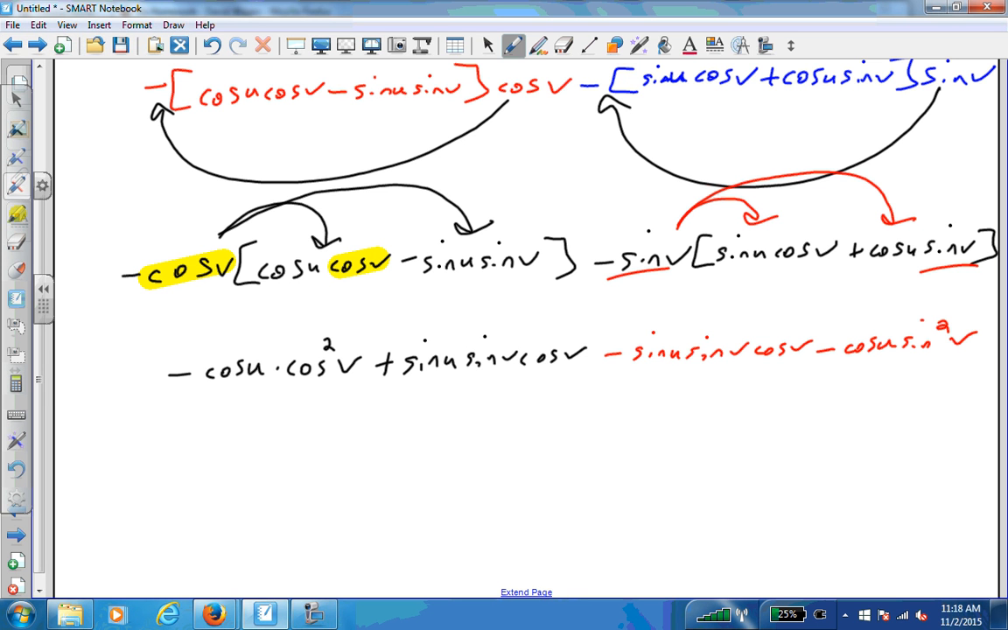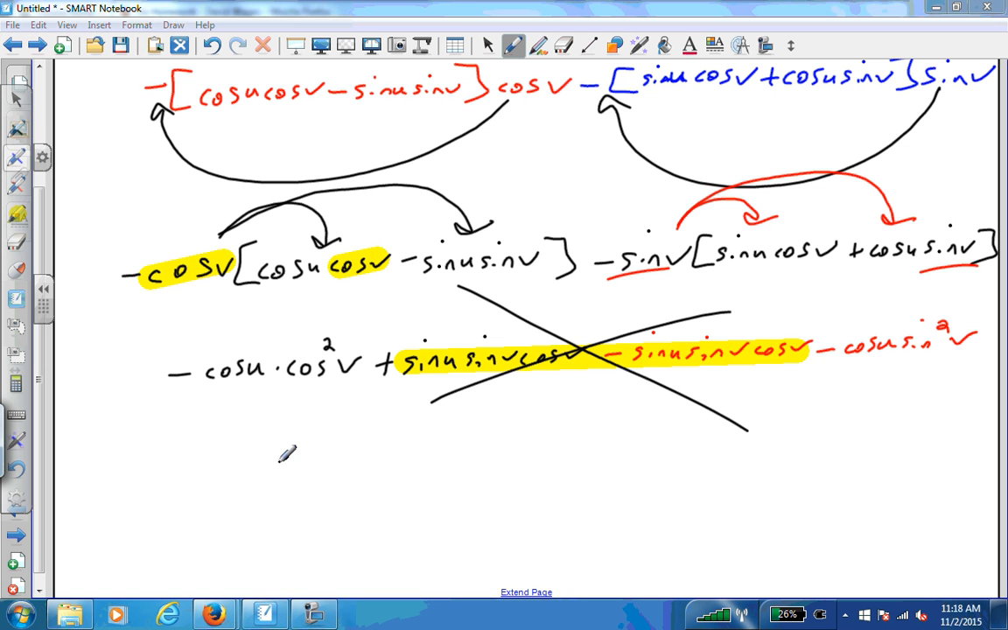Now we distribute. Are there any like terms? Any terms that are alike? Notice those two middle ones are alike. What happens when we combine those? They cancel. Those are the opposite of each other, so those cancel. So that leaves us minus cosine u times cosine squared v minus cosine u times sine squared v.